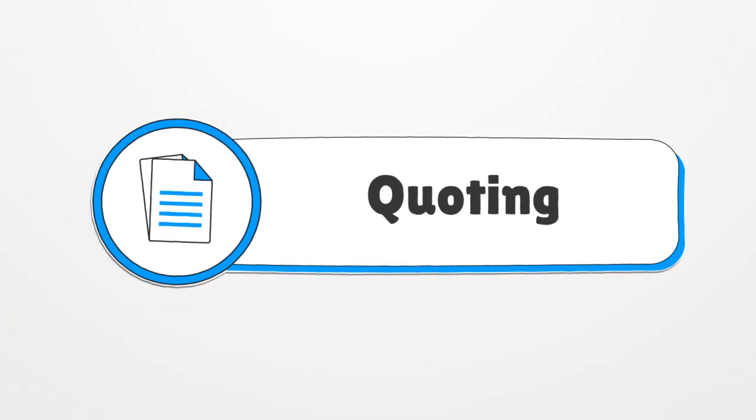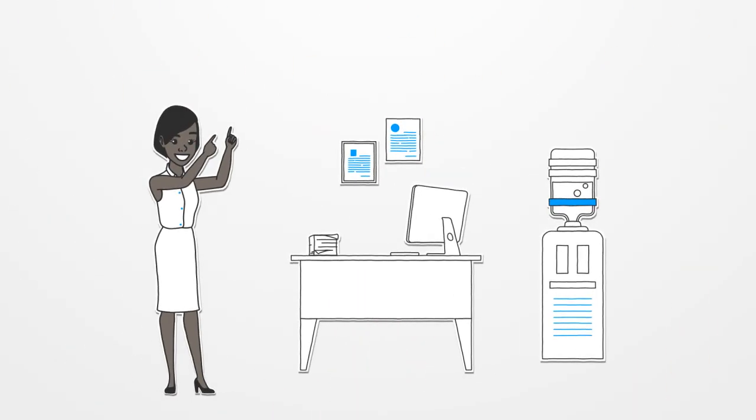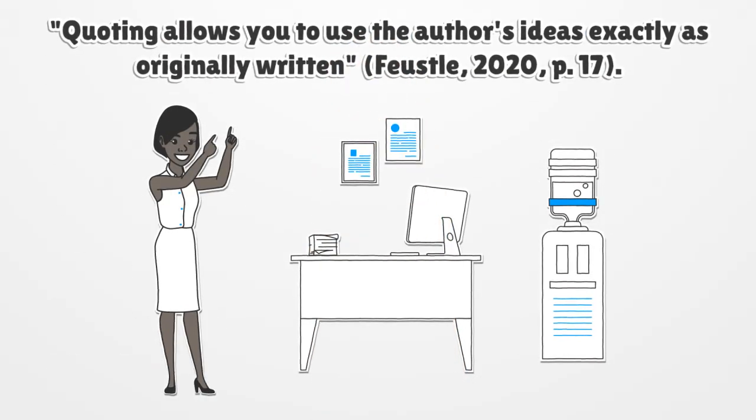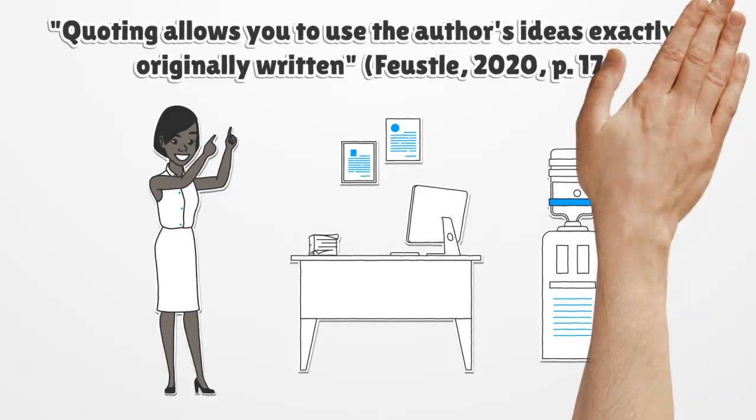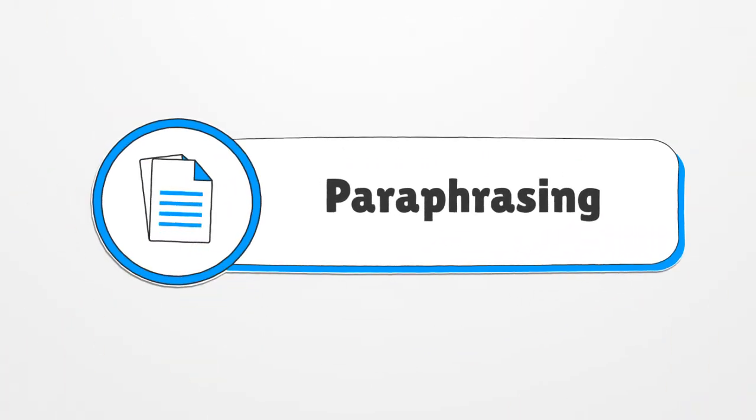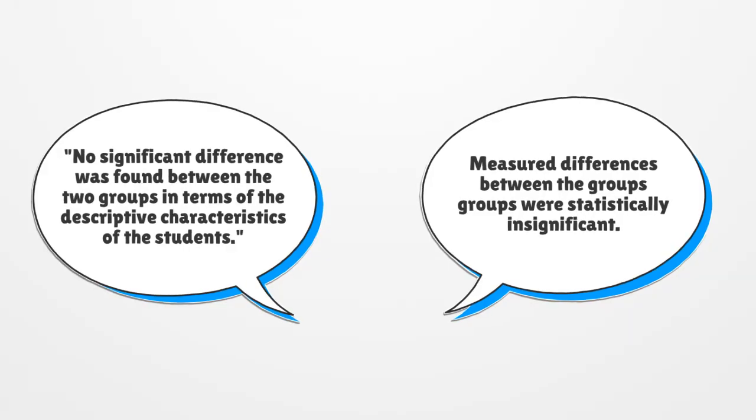Quoting is using a portion of someone else's work word for word without changing any of the original text. You should use quotes to highlight important language, succinct ideas, or an author's unique way of expressing something. Paraphrasing is taking a portion of someone else's work and putting it into your own words. Paraphrasing is generally used when you want to refer to sources that lead up to the point you are making or the work you are now doing.